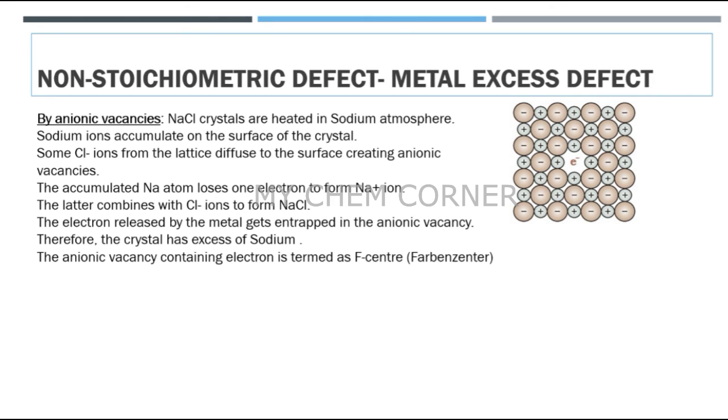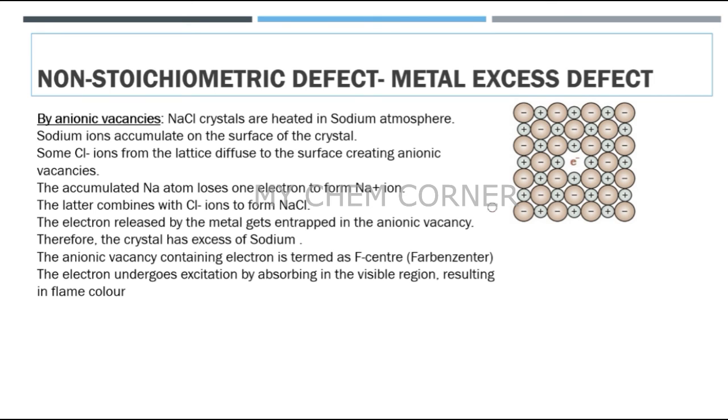Now the anionic vacancy that's containing this electron has a particular name, and that's called as F center, or Farben center. Now what is the responsibility of that electron? What is the point in that electron being there? When we do salt analysis in practical in first year, what did we observe? When we do any salt analysis procedure, we always see a flame test in the confirmatory test. How is that coming? It is because of this particular electron.